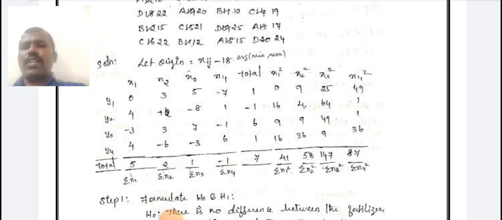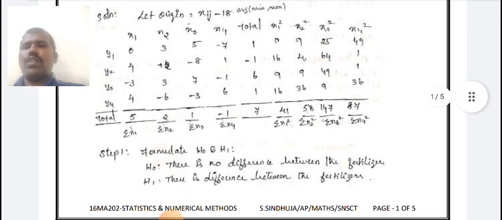summation x1 equal to 5, summation x2 equal to 2, summation x3 equal to 1 and summation x4 equal to minus 1, and the total value is 7. Summation x1 square equal to 41, summation x2 square equal to 58, summation x3 square equal to 147 and summation x4 square equal to 87. These are the values.